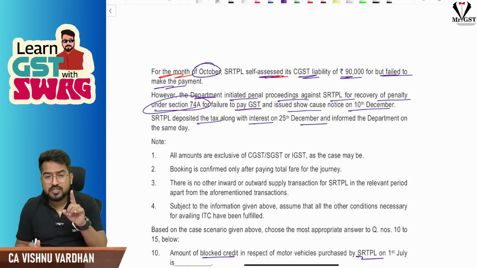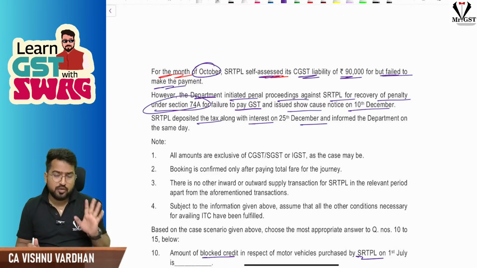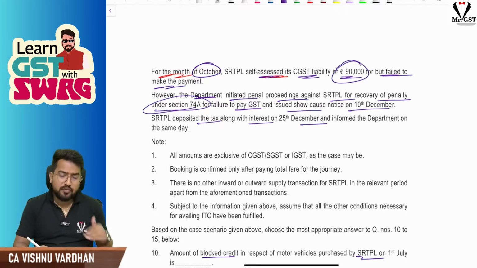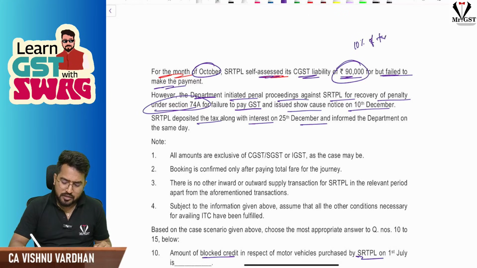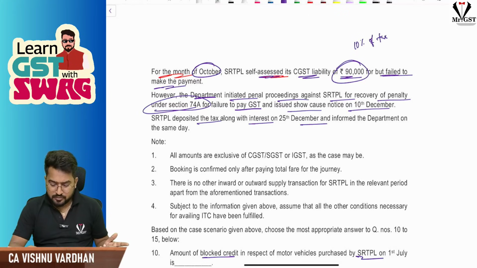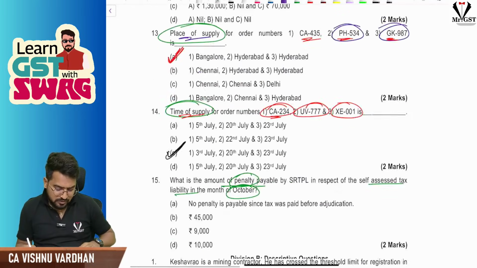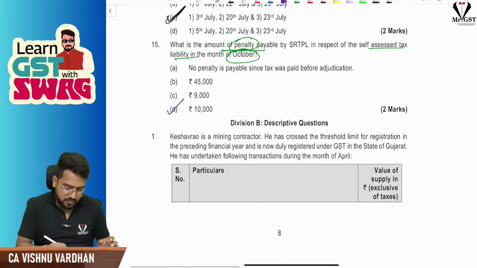See, in the MCQ, there is a point regarding penalty. They did not ask anything about interest. So Section 74A subsection 5 talks about a non-fraudulent case, where self-assessed tax is not paid within 30 days: 10% of tax or 10,000, whichever is higher. 10% of 90,000 is 9,000, so 9,000 or 10,000, whichever is higher. So the answer should be 10,000.